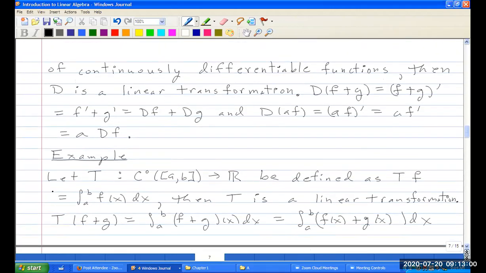Again, it's just a fancy name for function. We call it operator because it's a function on a particular vector space. And so we call it operator.